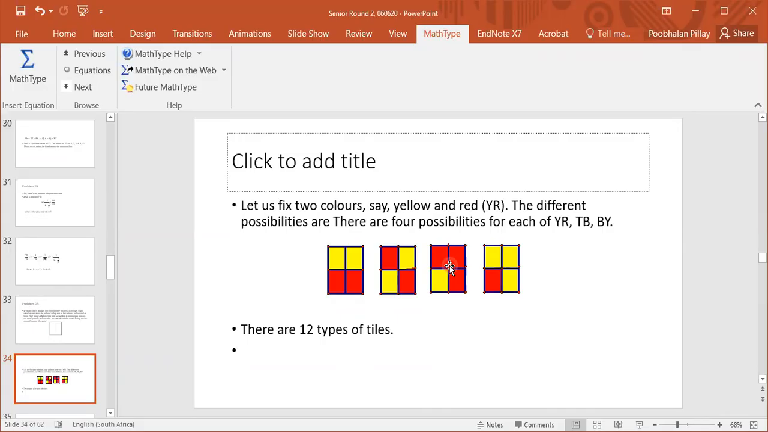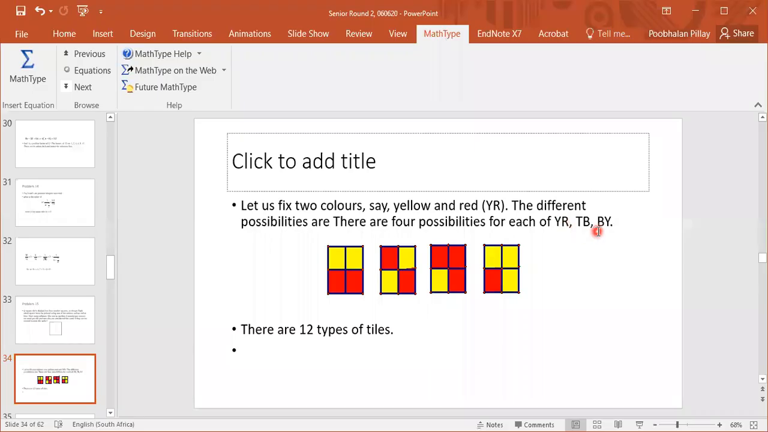So these are only 3 possibilities. And for each one of them, you count that. You got 1 plus 2 plus 1, because you got 1 in the 1 case and 1 in the 3 case, but 2 in the 2 case. So you got 4 such tiles. Right. So that is when you got yellow and red.